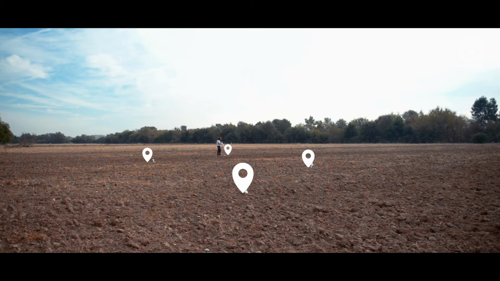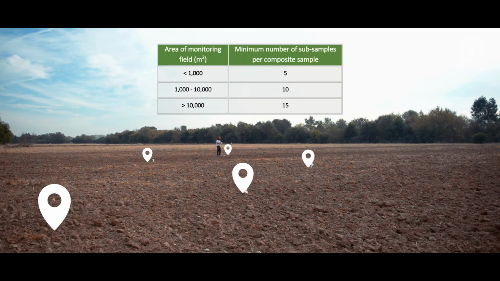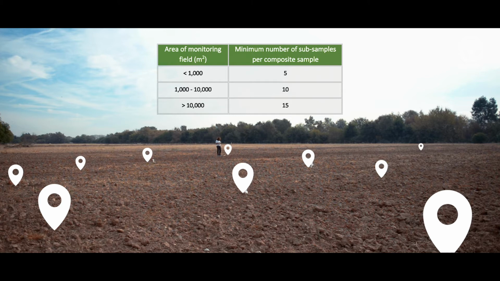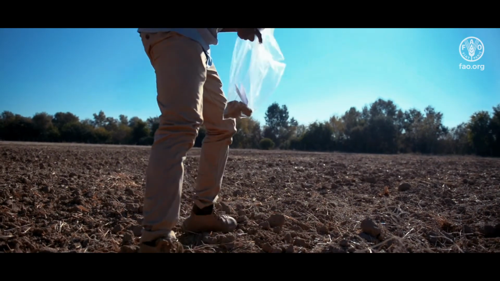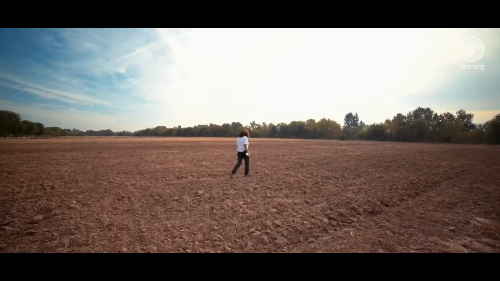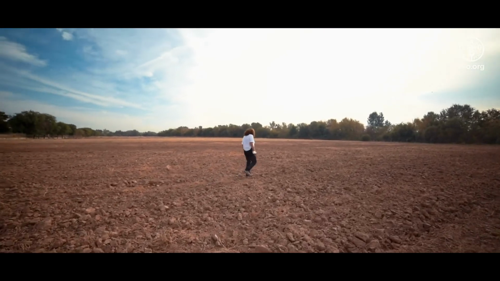The number of sampling sites is conditioned mainly by the field area. Care should be taken to avoid sampling in areas close to trees, roads, paths, and fence lines. All samples should be combined in the field to form a single composite sample to be sent to the laboratory for analysis.